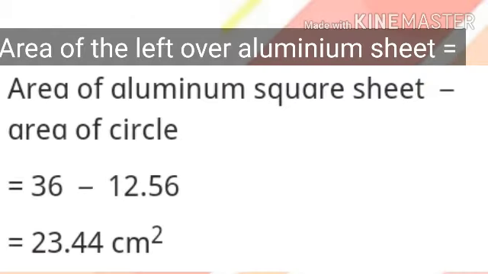Now area of the leftover aluminium sheet is equal to area of the aluminium square sheet minus area of the circle. So 36 minus 12.56. If we subtract 12.56 from 36, we get 23.44 centimeter square. So area of the leftover aluminium sheet is equal to 23.44 centimeter square.